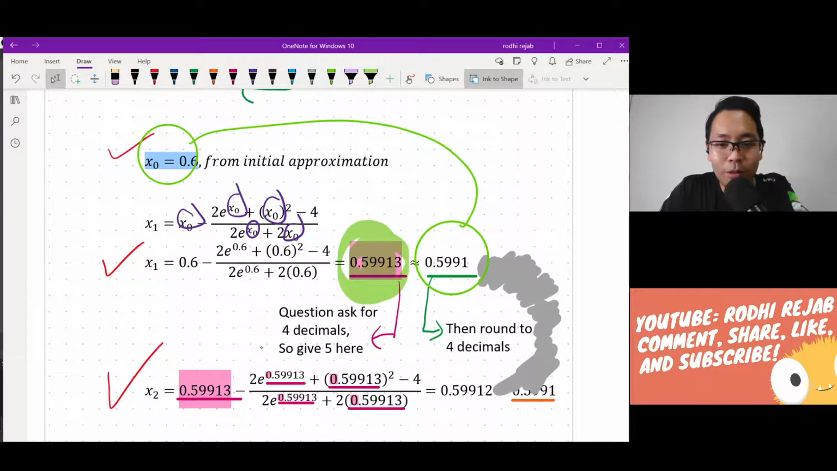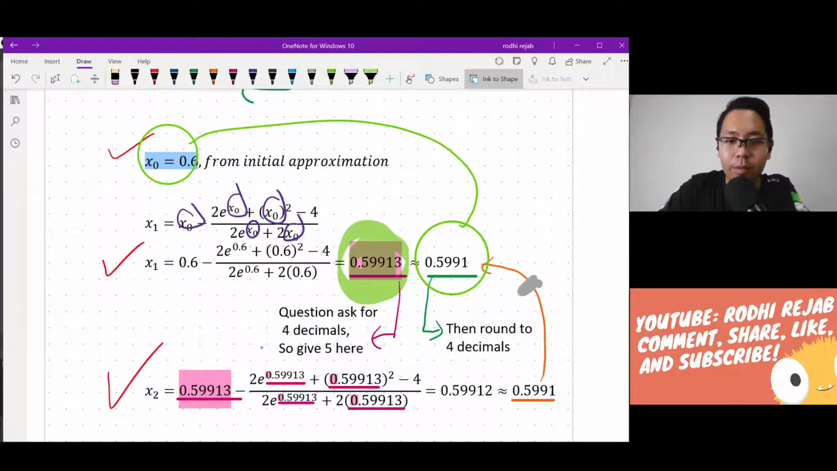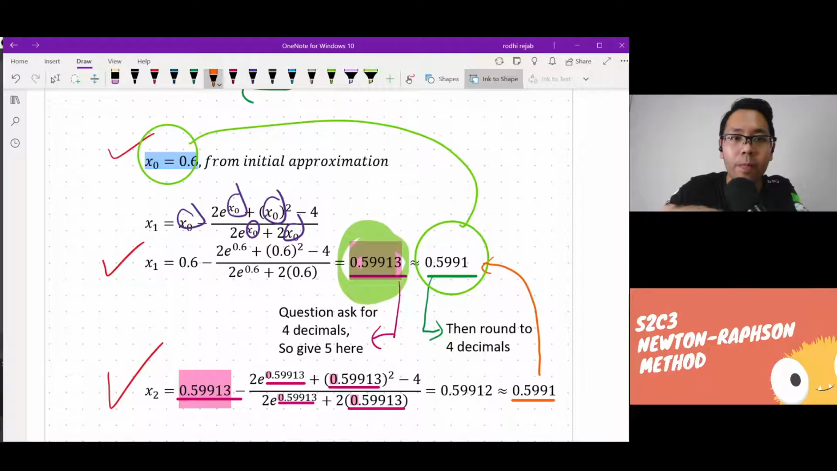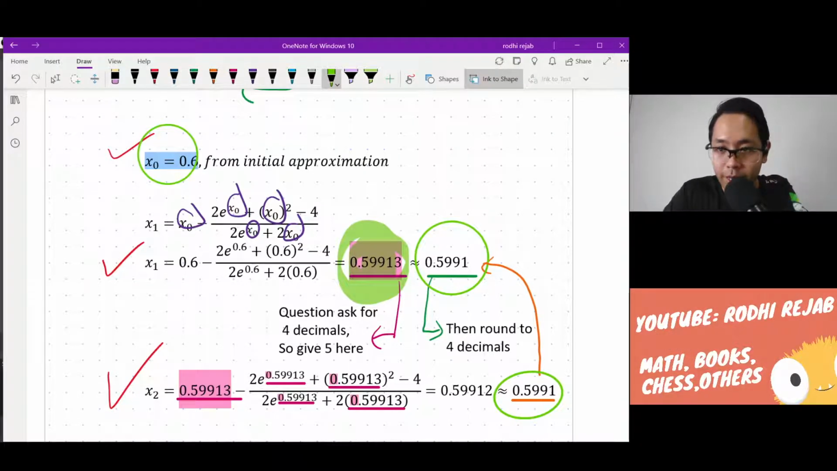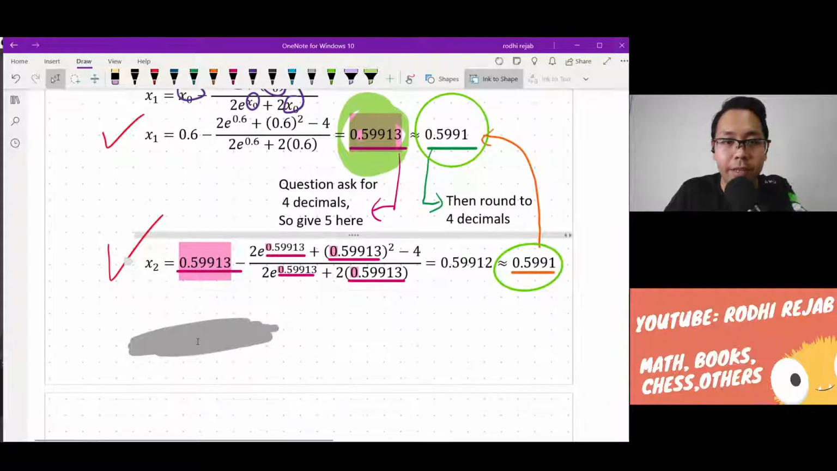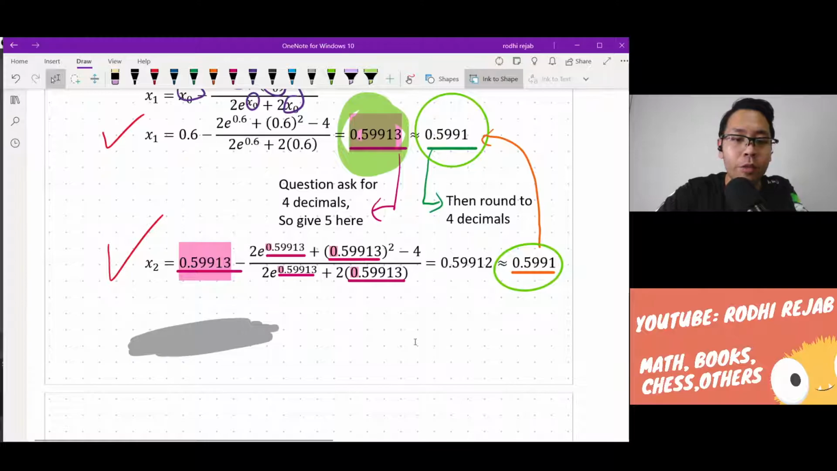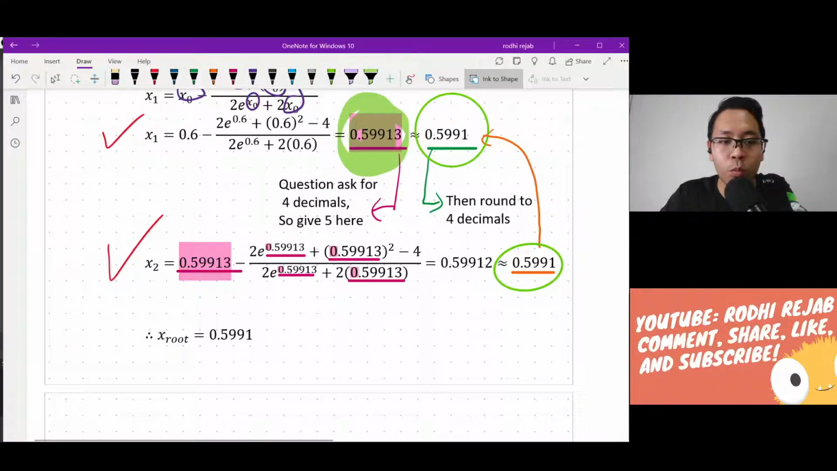Okay, so once we got here, now you see that we are calculating this value, and when we round it up, it has the same value, 0.5991 here and 0.5991 up there. So when they have the same values, only then do you stop calculating, because that's your stopping criterion. And then you give your answer. The root is 0.5991. So let me rephrase: this is your stopping criterion.